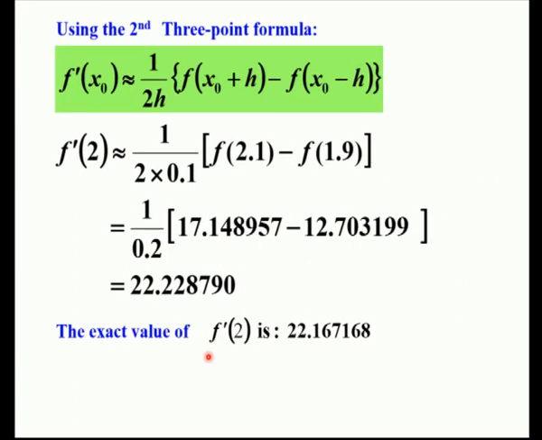And using the second 3-point formula, function value at the right point, that is x naught plus h, minus function value at the left point, that is x naught minus h, take the difference, divide by the length 2h. So, I am getting this value.